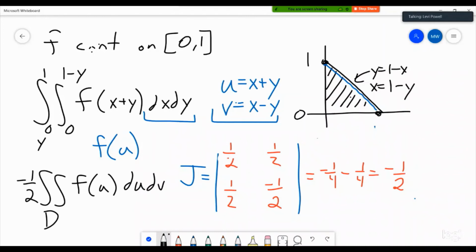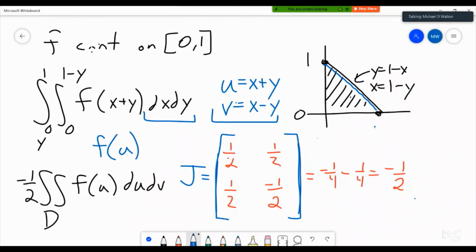Now, with the Jacobian, don't we take the absolute value of that, so it would be a positive 1/2? No, the Jacobian can be negative. These bars are just signifying taking the determinant of this matrix, so there are no absolute values involved. So yes, the Jacobian can be negative, and in this case it is. Okay.